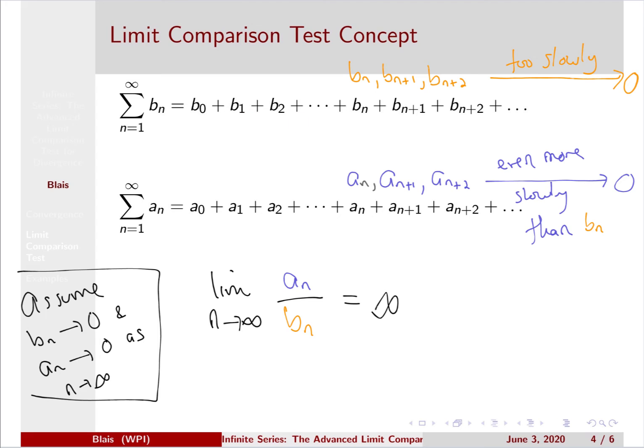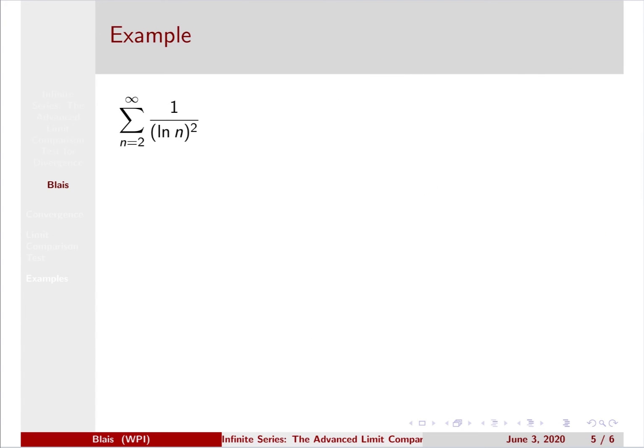So as you move down the line here, these b sub n's are getting smaller and smaller, but they're not getting smaller fast enough to have the sum be finite. And because of this limit condition, these a sub n's are getting smaller and smaller, but it's happening even more slowly than the b sub n's. And so there's just no chance that the sum of the a sub n's can be finite. So that's the idea behind this test. And let's see an example where we can use this.